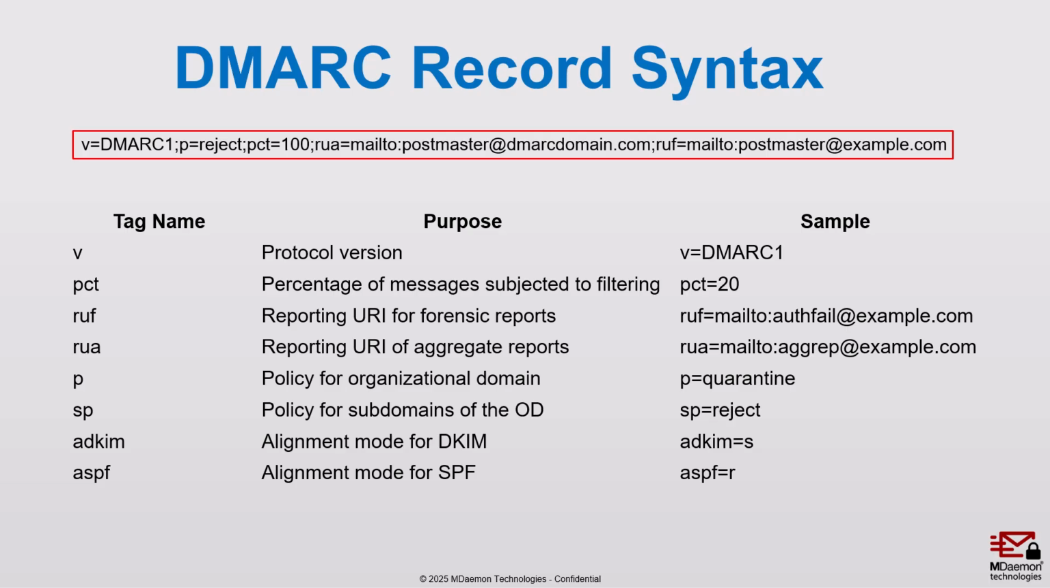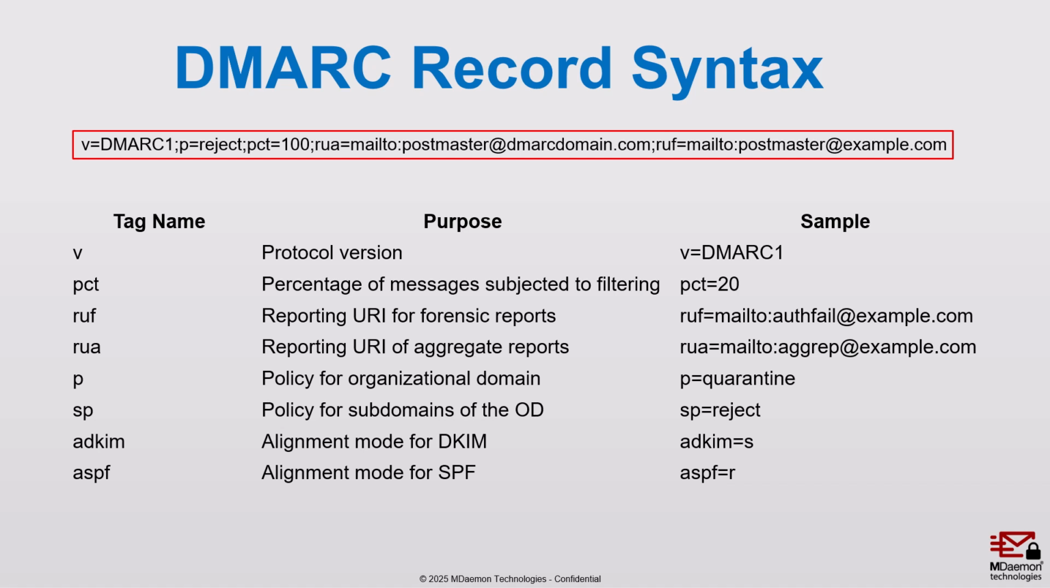So this is what a DMARC record looks like. Every DMARC record has the version number, or v=, in this case DMARC1, and the policy, p=reject. This can also be p=quarantine or p=none. There's an optional tag, pct=, or percentage, that is the percentage of messages that should be handled based on the policy.